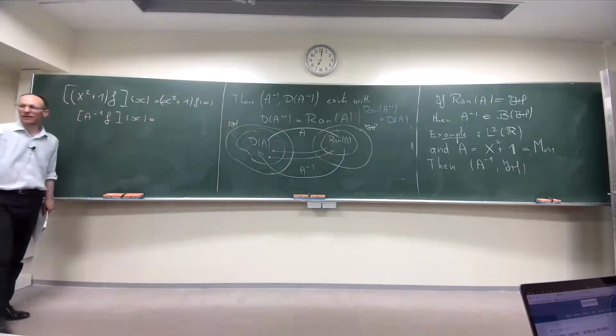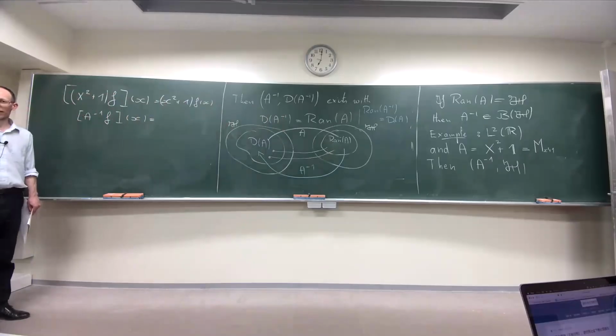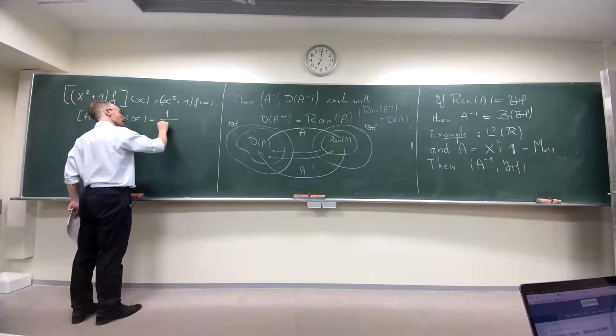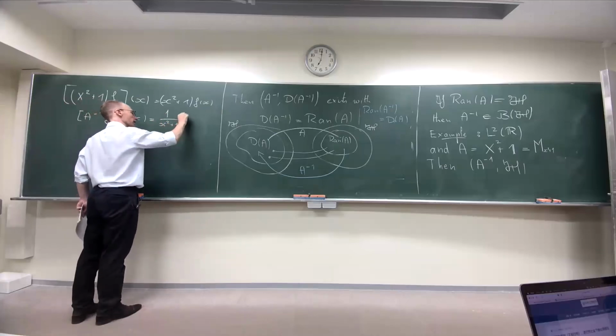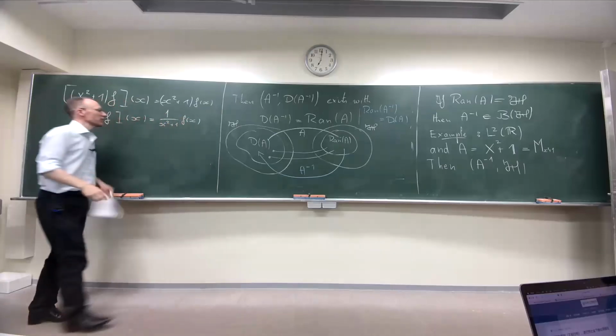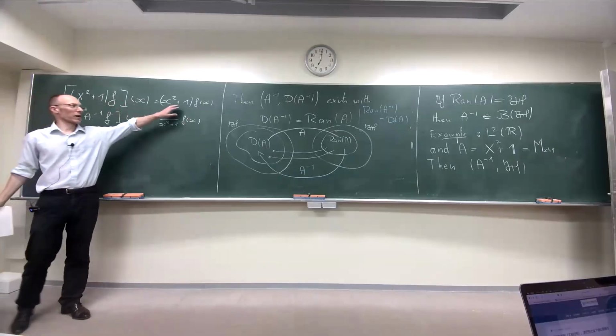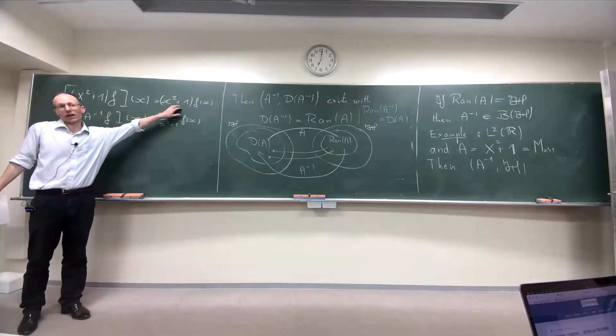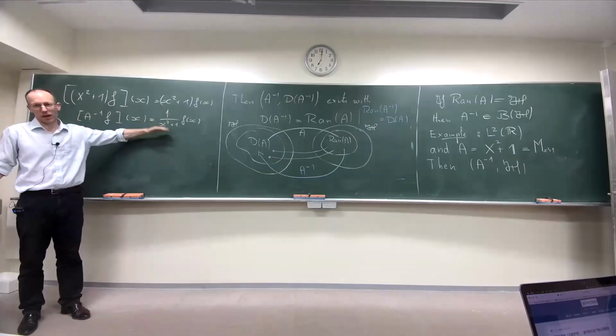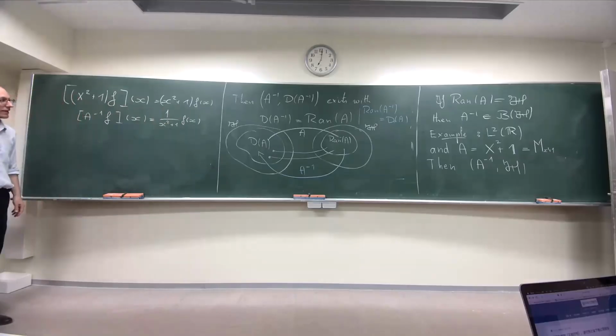Who can guess? Yes, 1 over X squared plus 1 applied to f of X. Because in one direction, you multiply by this. If you want to come back to f, you need to divide by x squared plus 1. So this is the inverse.